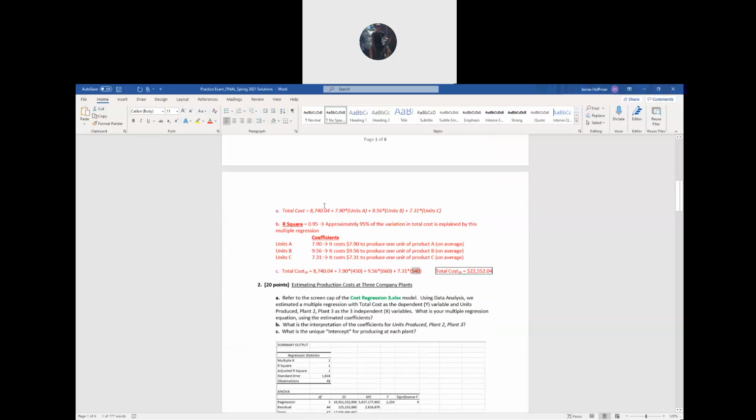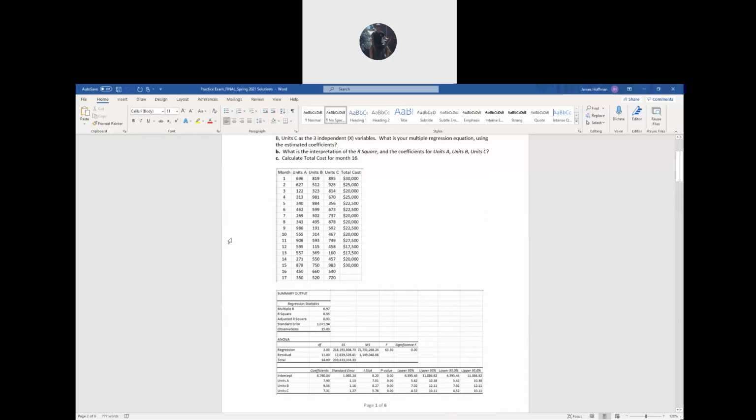All right, and so we start with the general equation. We plug in the estimated values for A, B, and C, and then just put this in your calculator or do the math, and this should come out to a predicted total cost for month 16, which looks like I got about $22,552.04.